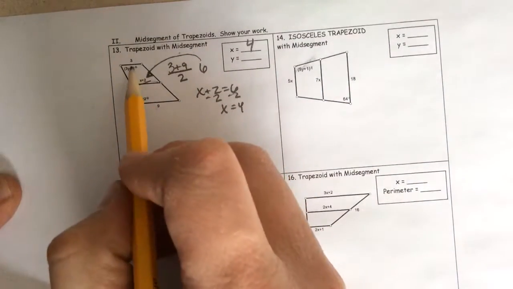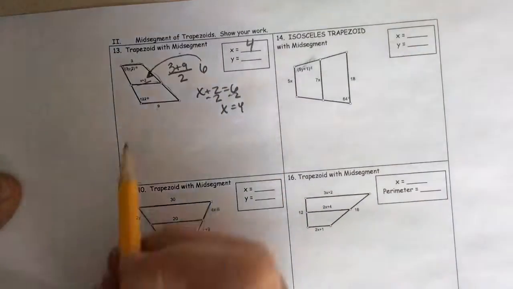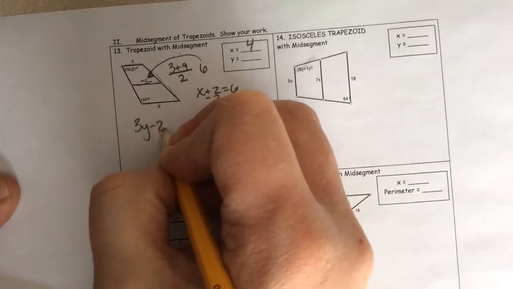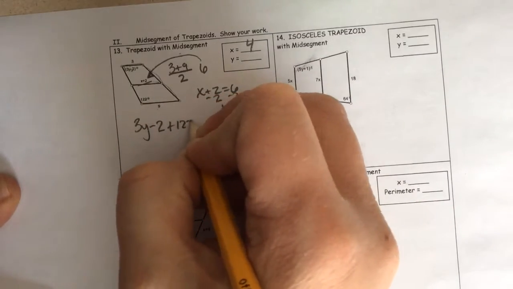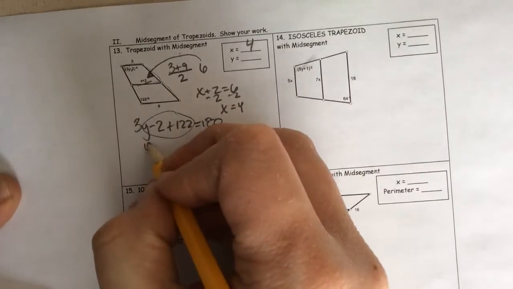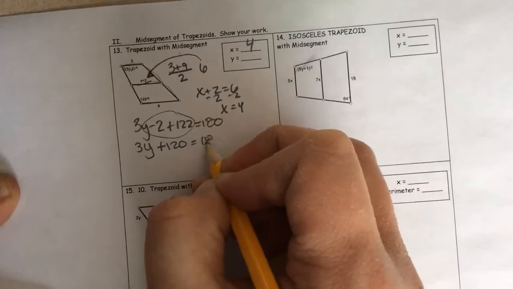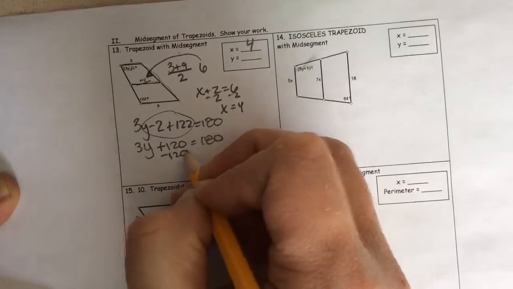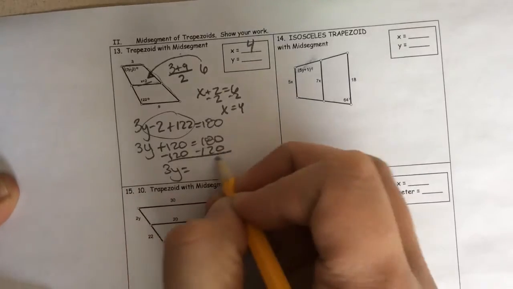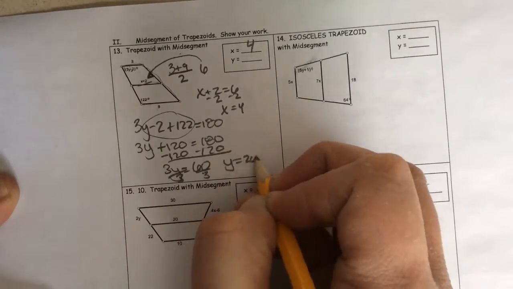Now, in order to figure out y, you need to realize that this is a giant trapezoid right here. And again, consecutive angles are supplementary. 3y minus 2 plus 122 equals 180. You combine your like terms. 3y plus 120 equals 180. Minus 120 from both sides. 3y equals 60. Divide by 3. Y equals 20 on this one.